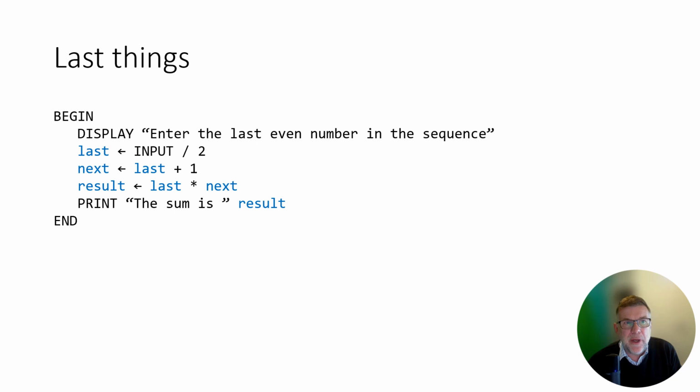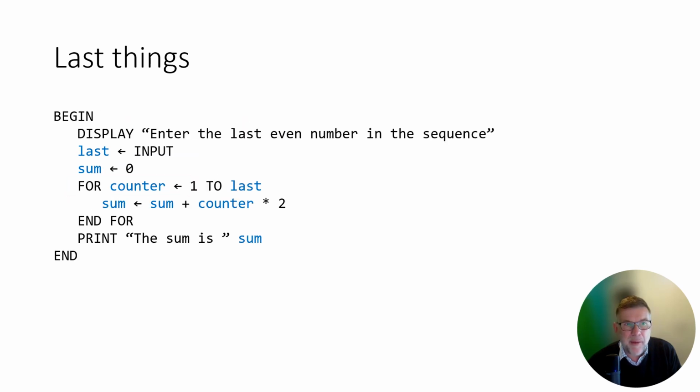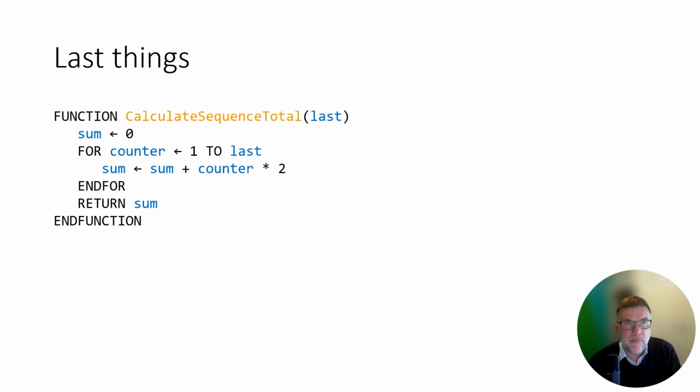To finish off, we need to make those blocks into subroutines. Notice how we're not printing the value anymore, we're returning it. But subroutines don't return values, functions do. So the pseudocode is better written like this. Okay, we're going to do the same for the harder part. And it's done.